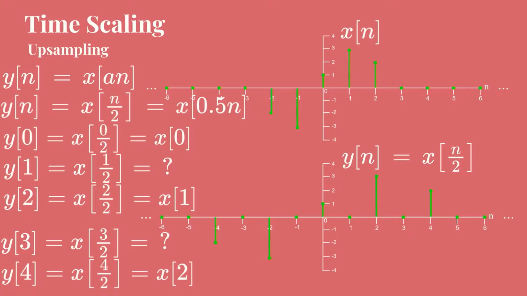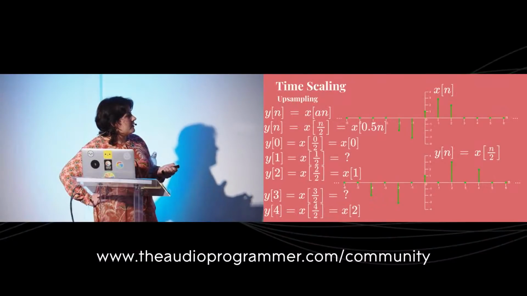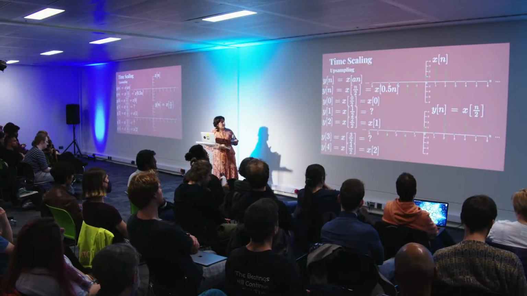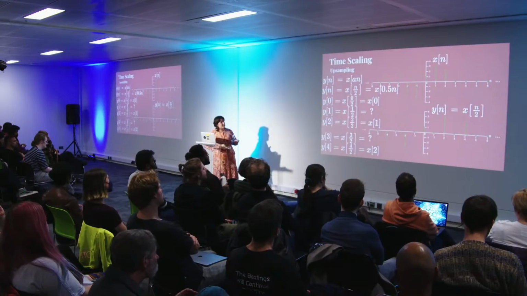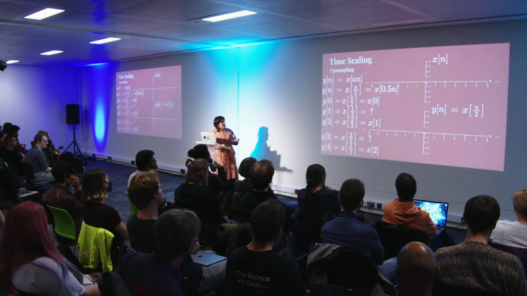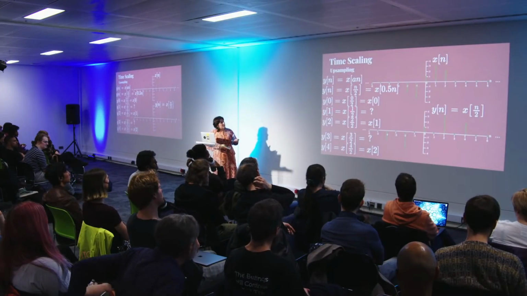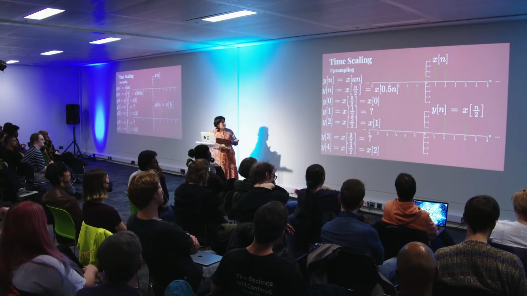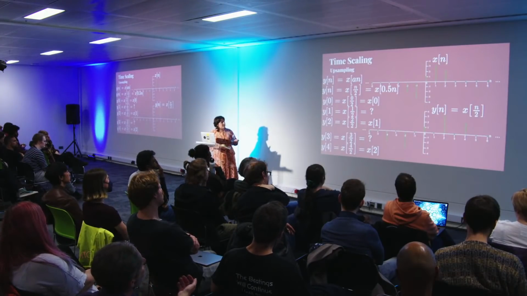So we want to find y of 0, plug in 0 divided by 2, 0. Like I said, 0 is generally preserved when we're talking about time scaling or reversal. What about y of 1? If we plug in y of 1, we've got a calculation for n of 1 over 2. So that's going to give us 0.5.